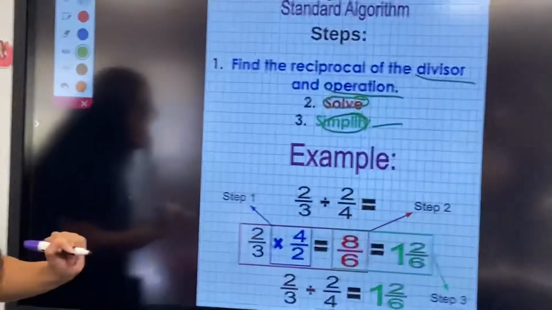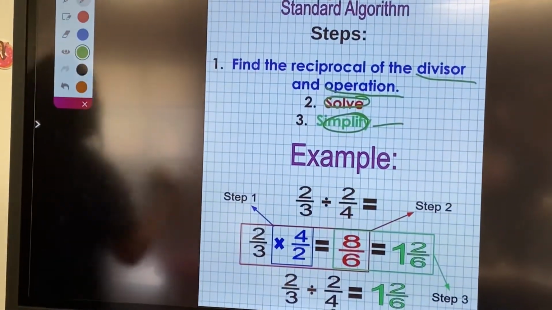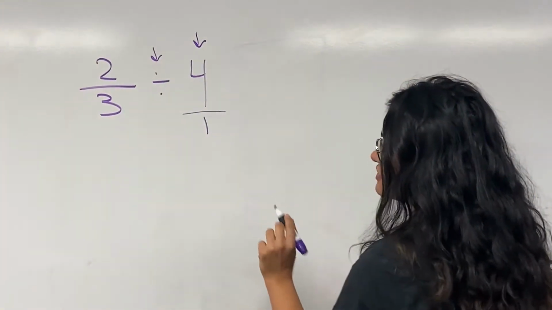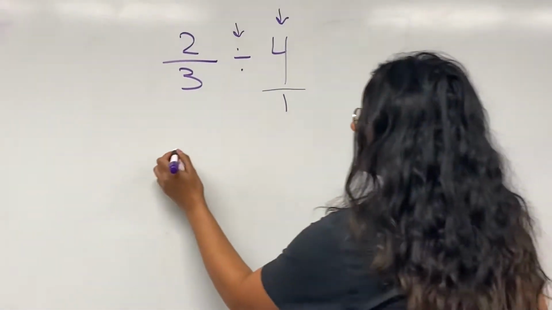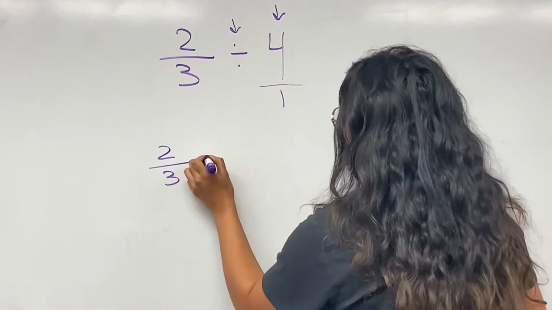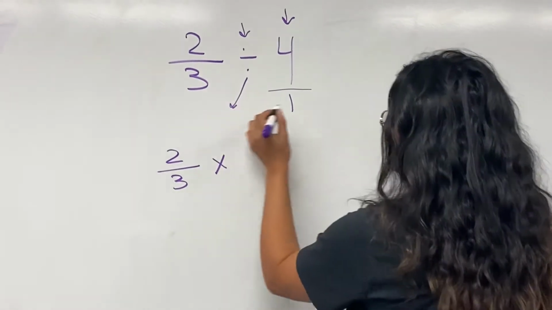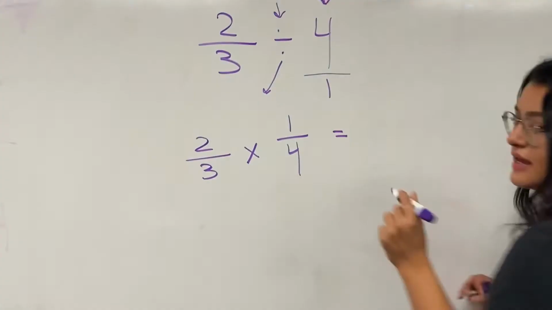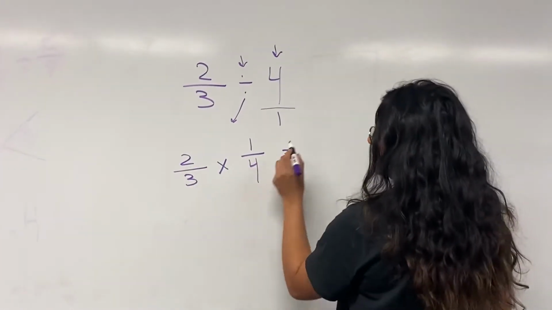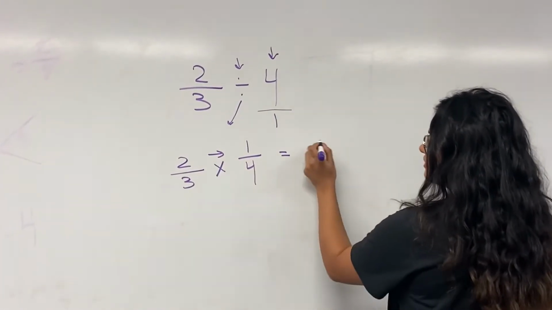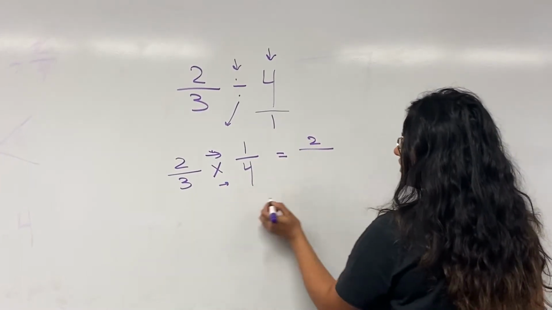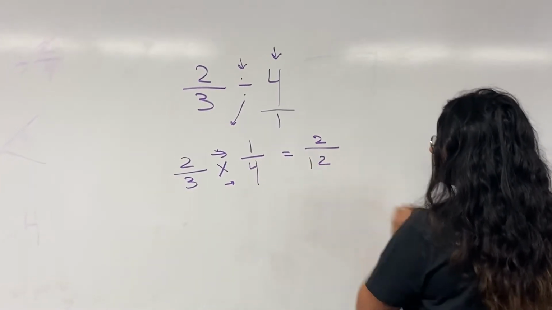Going back to my steps, I have to find the reciprocal of the divisor, and my operation. So if I rewrite this, I get 2/3 times, right, opposite, 1 over 4. And then I solve. 2 times 1, right, we just multiply straight across. 2 times 1 is 2. 3 times 4 is 12.